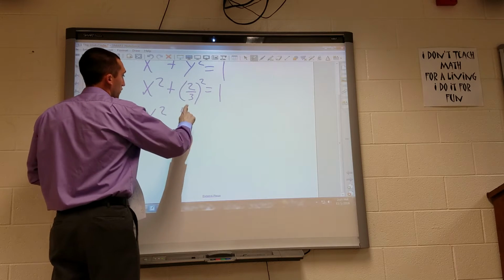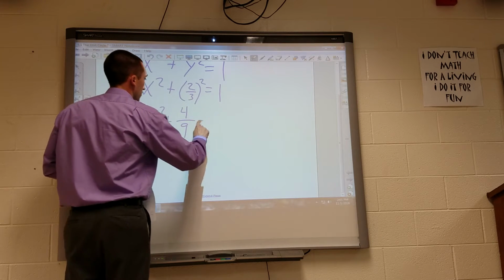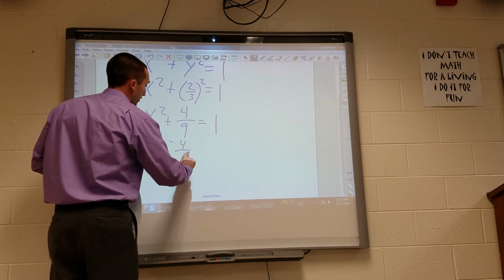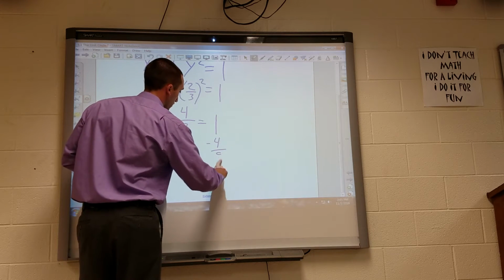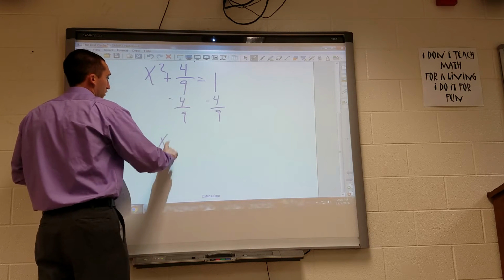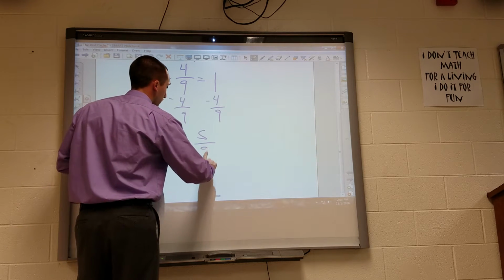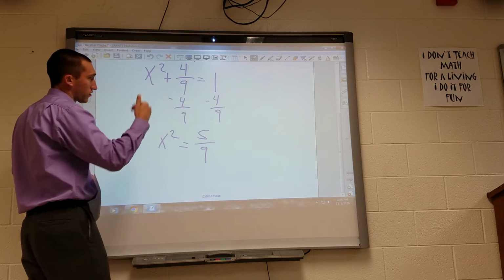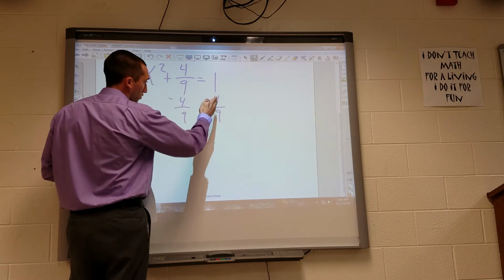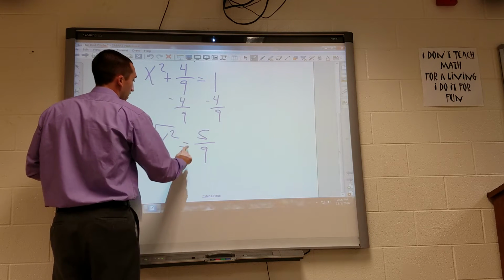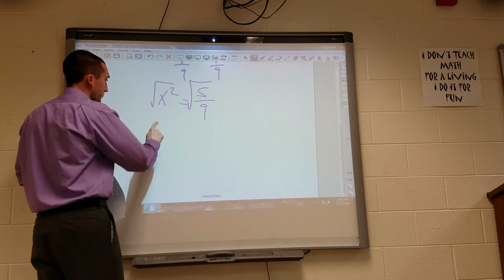So then a little bit of algebra. Subtract 4/9 from both sides, and you get x squared equals 5/9. Right, 1 is 9/9, so 9/9 minus 4/9 is 5/9. And then take the square root.